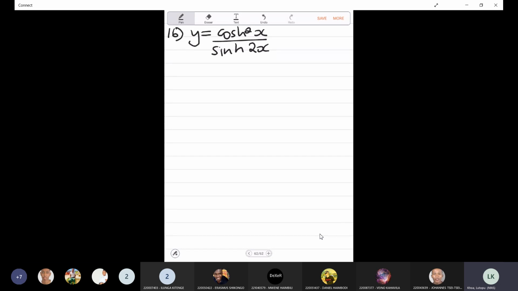Anyway, so we're going to use the quotient rule. So we know that y prime, this is the denominator the way it is. Then the derivative of the numerator. Then we subtract the derivative of the denominator.